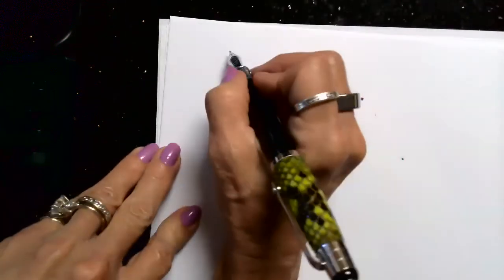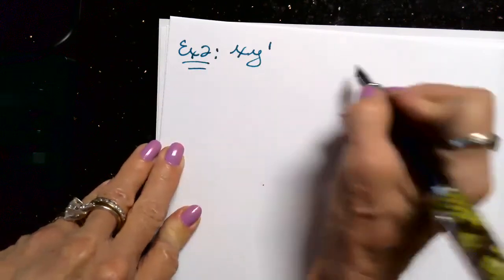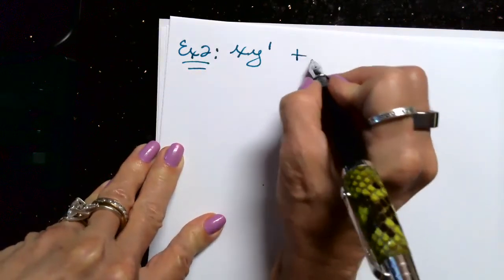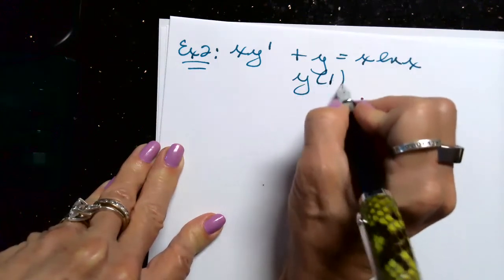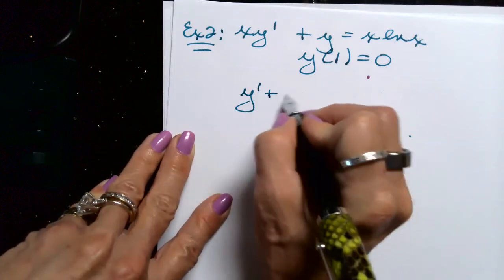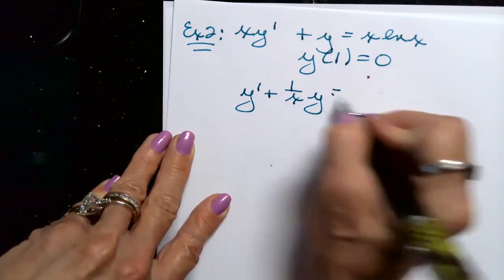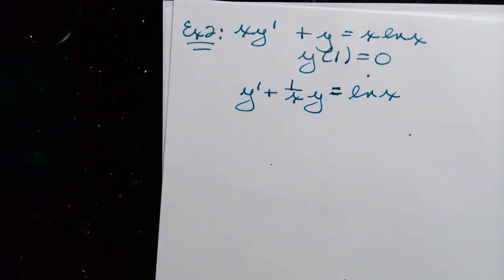So let's look at the second example that we did. That second example, now let me find that. Our second example was example 2 from the last video: x y prime plus y is equal to x ln x, and y at 1 is equal to 0. Okay, so notice if we rewrite this, we have y prime plus 1 over x times y is equal to ln x.